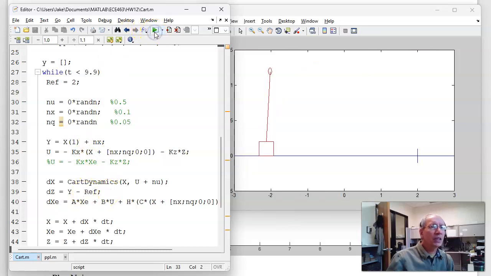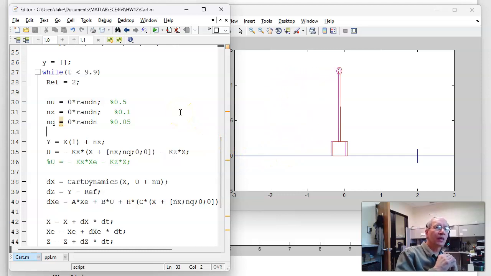With no noise, here's how it behaves. We go from -2 to +2. The observer, actually, kind of ignore that part. We're not using it right now. I've got a nice clean step response, about what I expect.